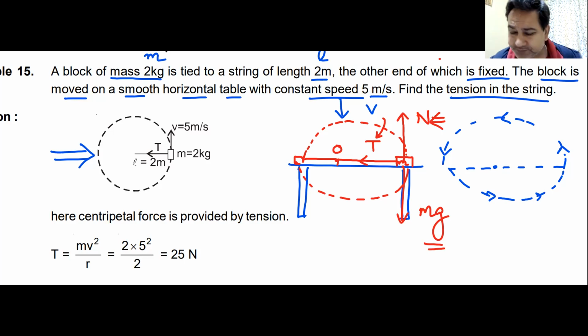There is no friction. So if there is no friction, there is no force along the table. There is no friction on the table. So there is no force along the table. The only force is the tension force. Other force is normal reaction upwards. The other force is weight downwards. Three forces. Now let us resolve these forces in three directions.